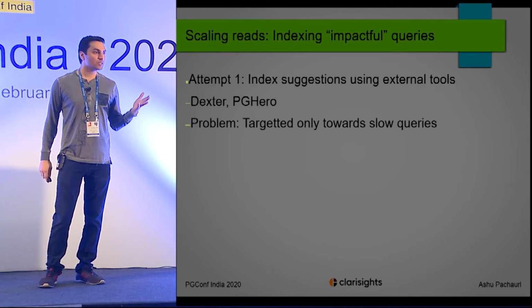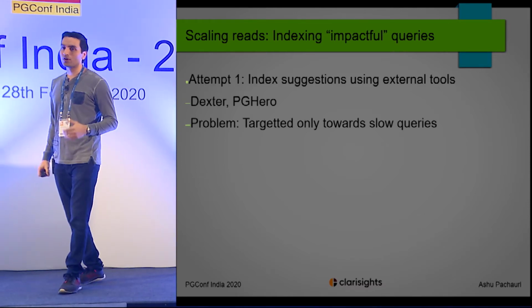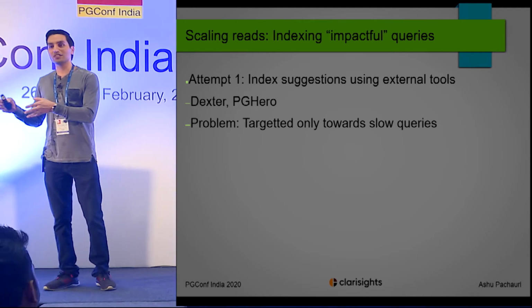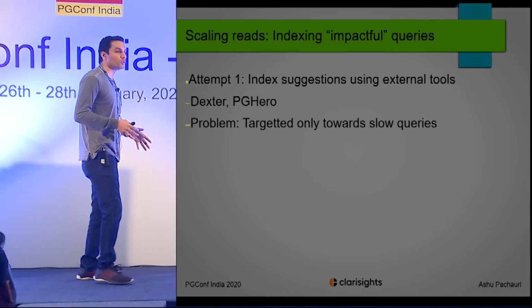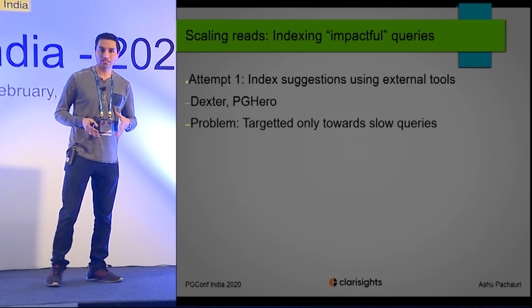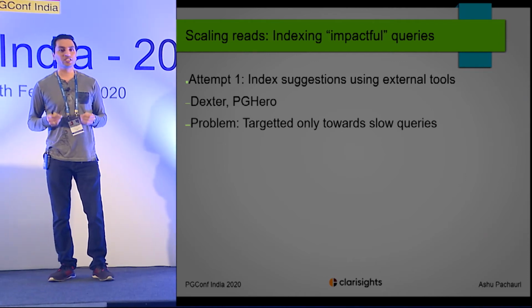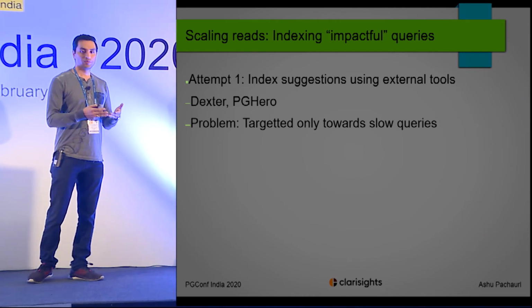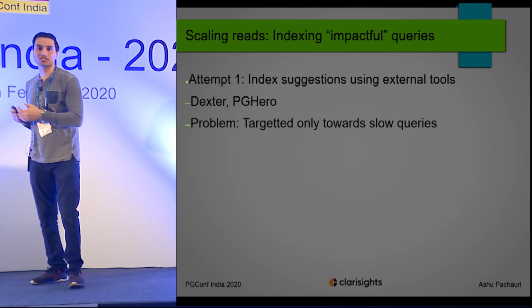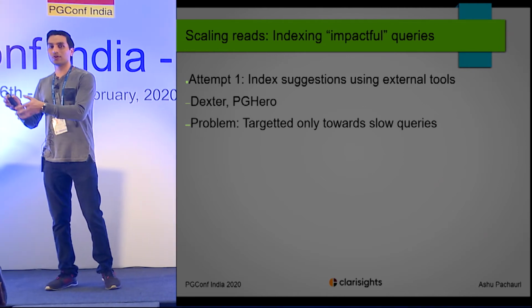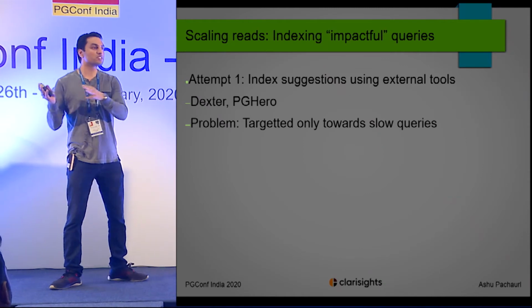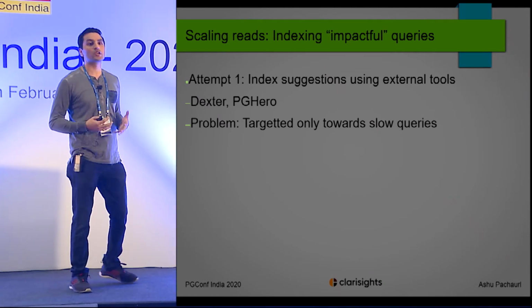So our first attempt was working on the assumption that we just need to put indexes, or we just need to attack or optimize the queries that are slow based on the suggestions that are given by tools like PG Hero, by Dexter. They work out well on a specific axis, but there is still another axis. You still need to attack queries that are impactful.